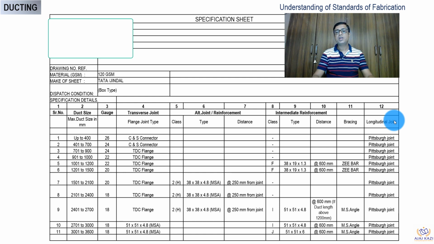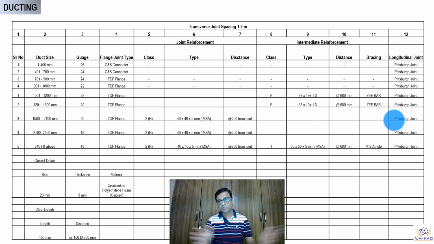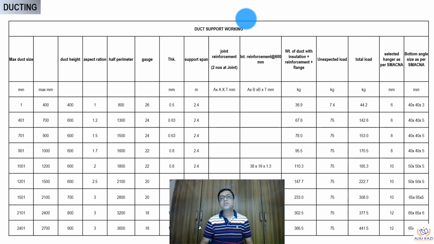So this is a very important thing before you move ahead. Now, this is a similar thing. It is done in a little different way, but this gives clarity on what it is. So if you can see here, a transverse joint spacing is 1.2 meters, that's 4 feet, and that's what we generally get.